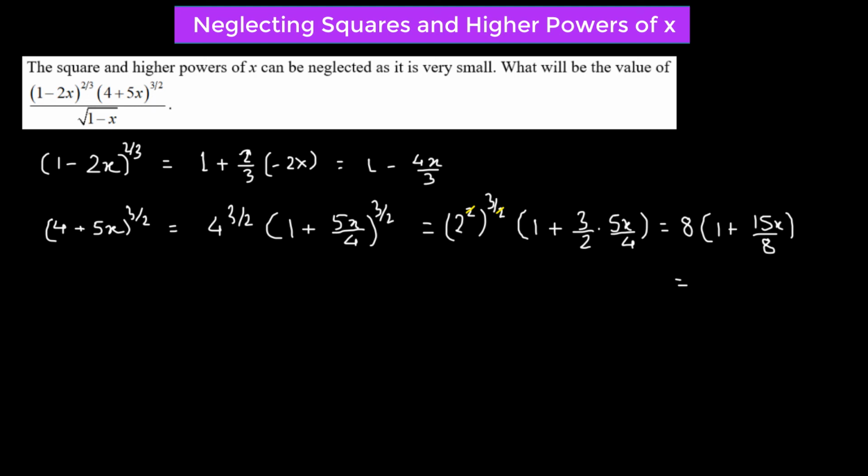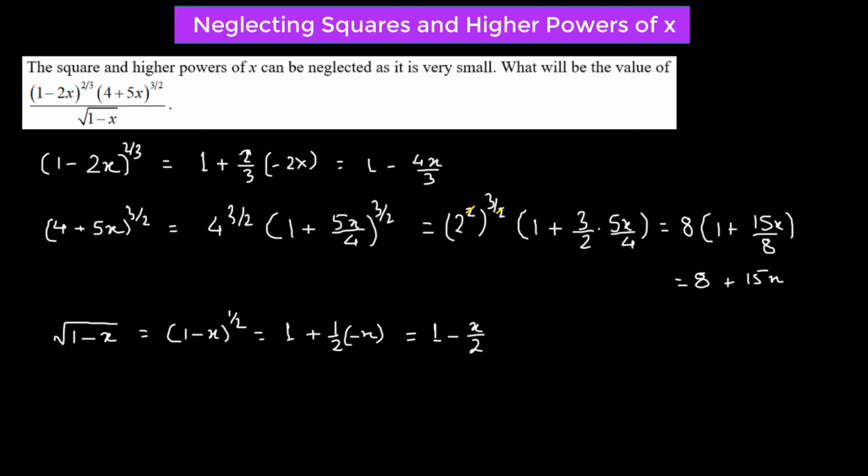So we can multiply it, and that would give us 8 plus 15x. Then we consider the expression given in the denominator, which is square root of 1 minus x, and that would be simply 1 minus x raised to the power of half, which will be equal to 1 plus half times negative x. So this would be 1 minus x over 2.